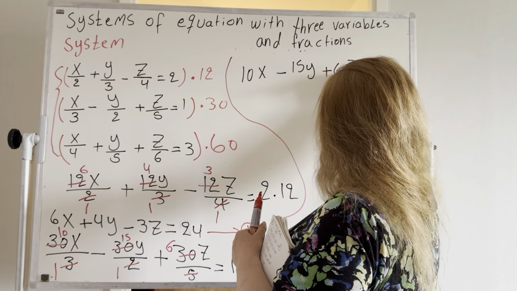And I have my third equation. I will multiply 60 with all the terms, and I will get 60x divided by 4, plus 60y divided by 5, plus 60z divided by 6, equals 3 by 60.